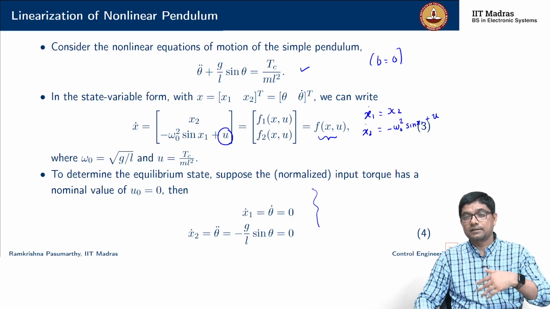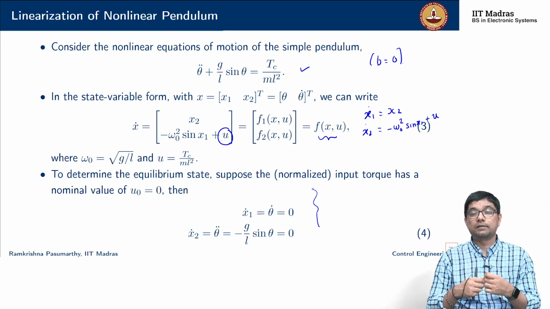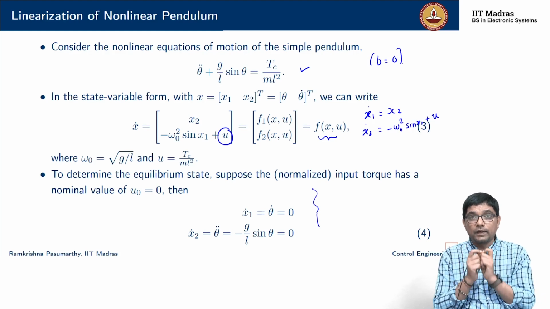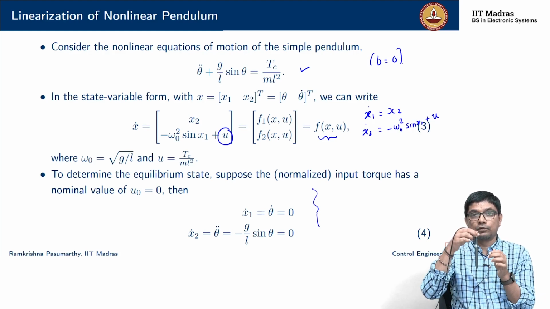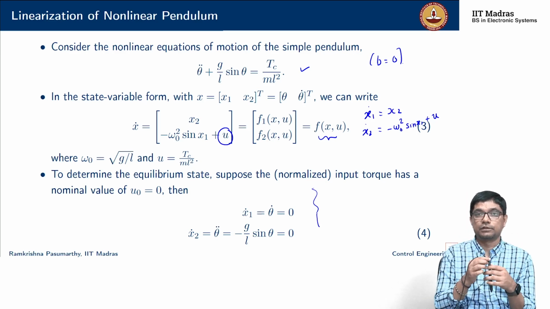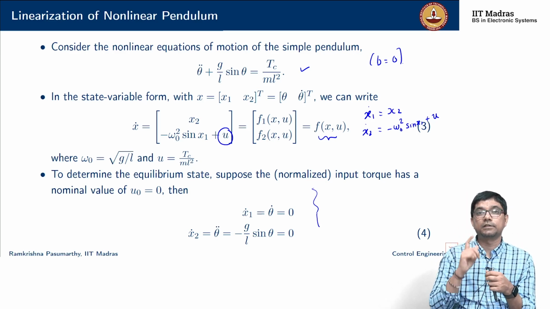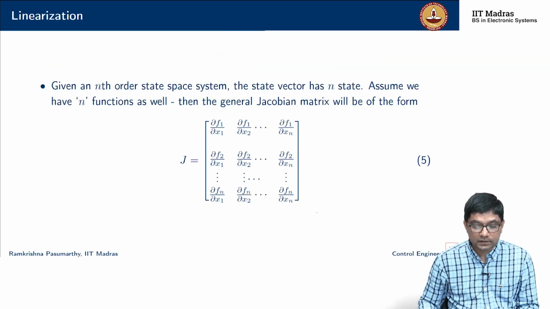If the linearized system is stable around that equilibrium point, the nonlinear system is also stable around that equilibrium point. And from now, when I say the system is stable, it is with respect to an equilibrium point. The pendulum system is stable at the downward position. This is an equilibrium point. It is unstable at the upward position. So stability is also defined with respect to an equilibrium point now.